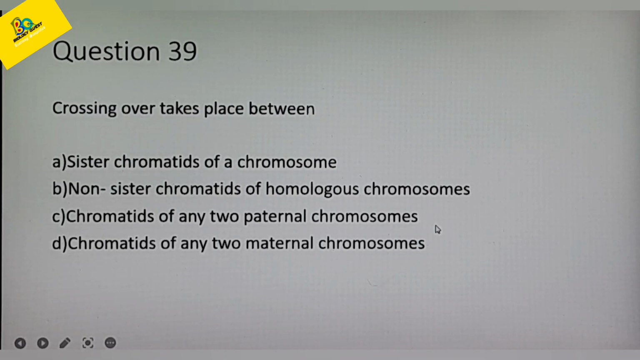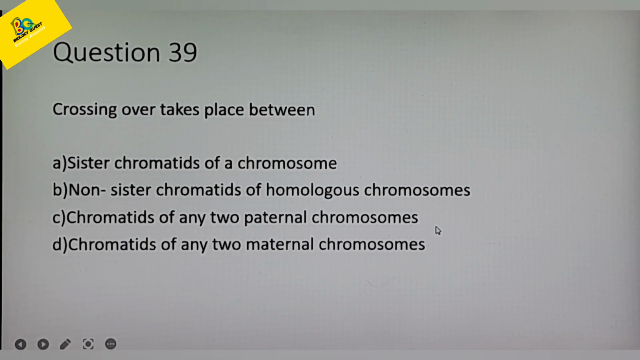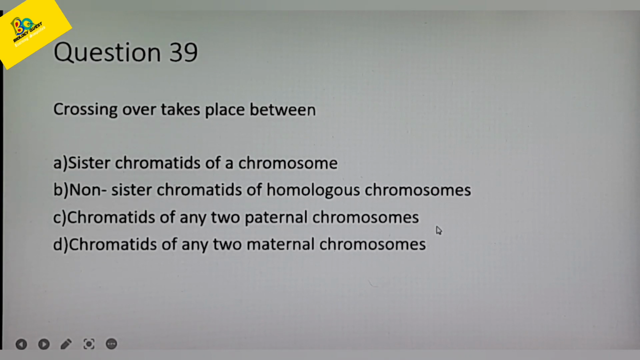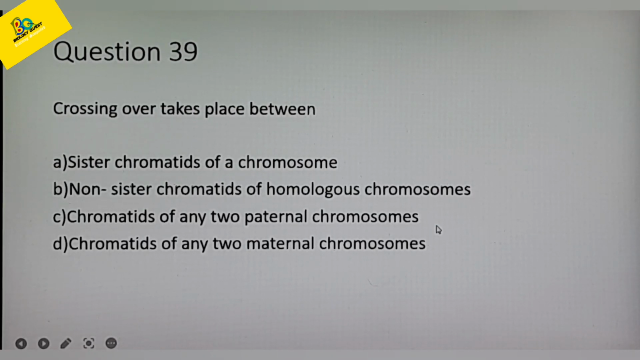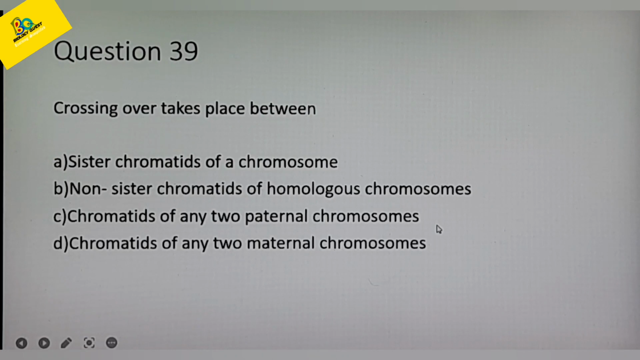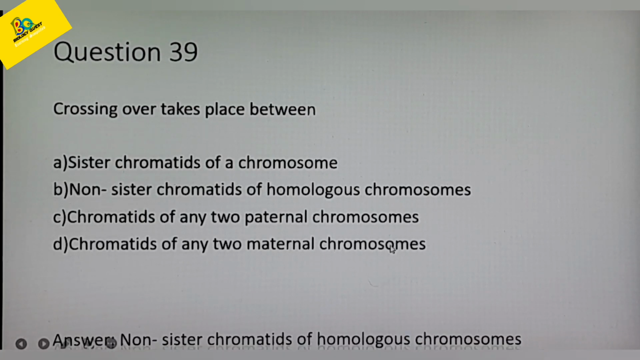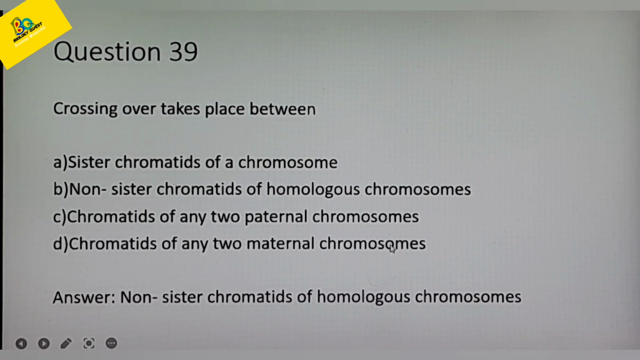Sister chromatids of chromosomes refer to the two chromatids of the same chromosome. But non-sister chromatids are chromatids of two different chromosomes. Here one is from the father, the paternal chromosome, and the other chromosome is from the mother, or the maternal chromosome. So crossing over takes place between non-sister chromatids of homologous chromosomes. The correct answer is option B, non-sister chromatids of homologous chromosomes.